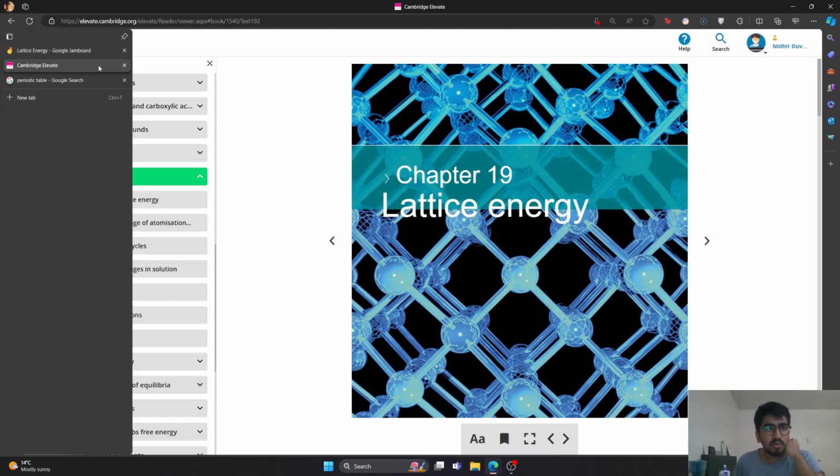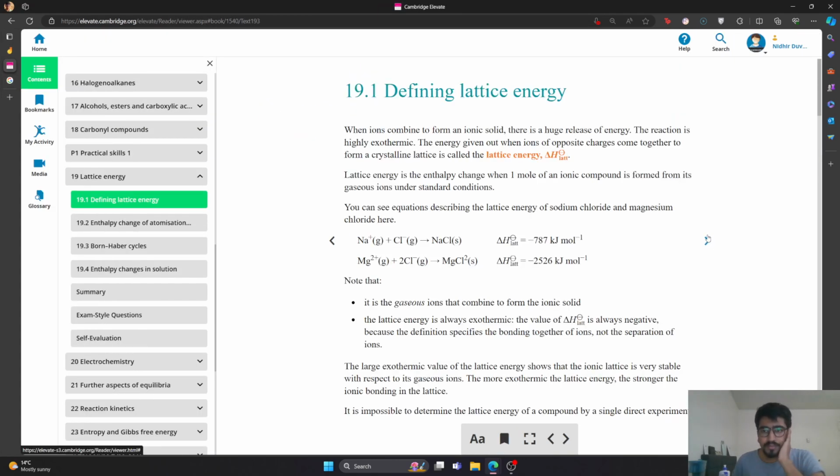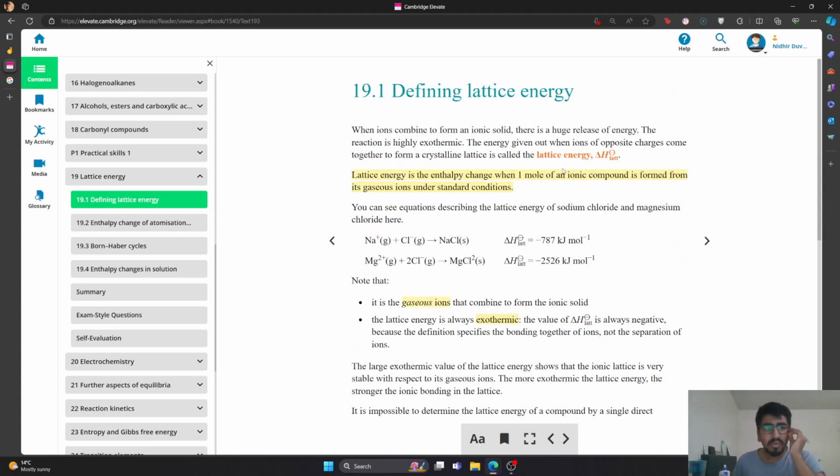So let's try to understand what we are trying to understand in this chapter. We start with what they call a lattice energy, and we want to understand this one first. So let's read through the book here a little bit.